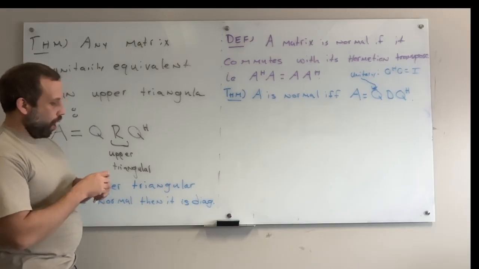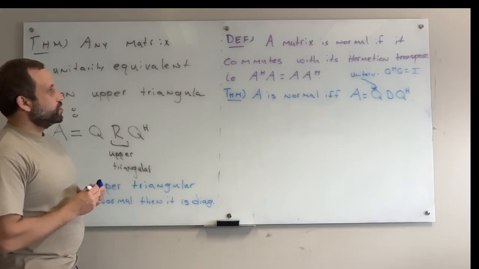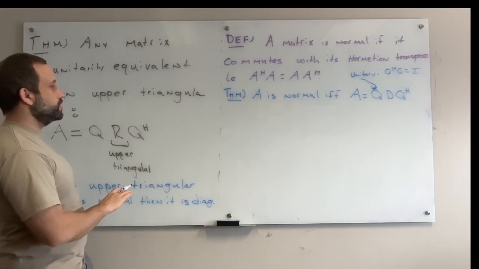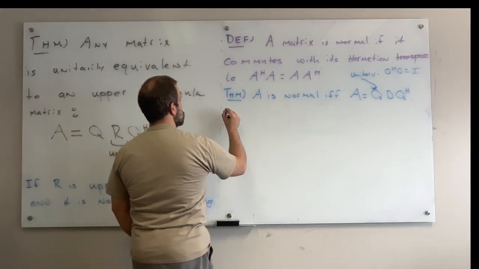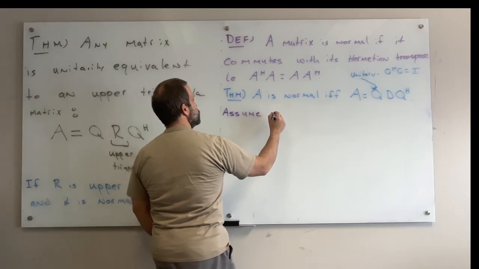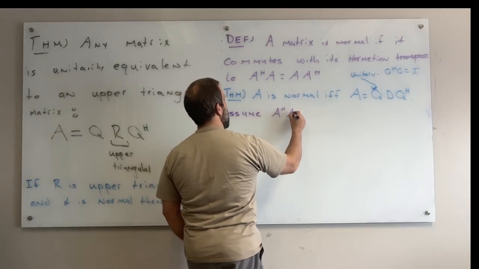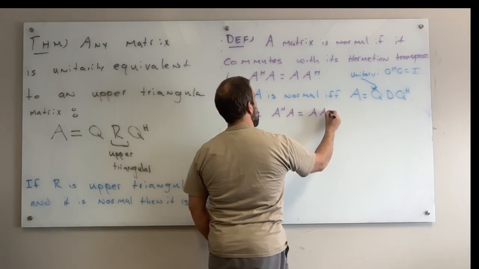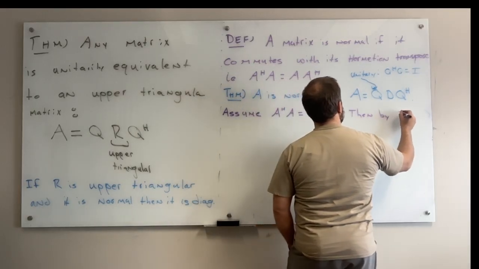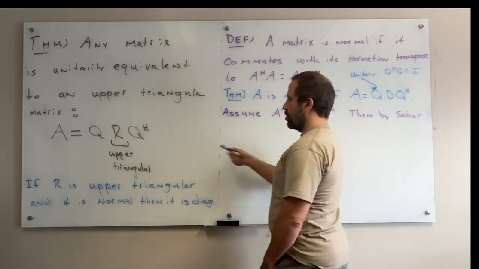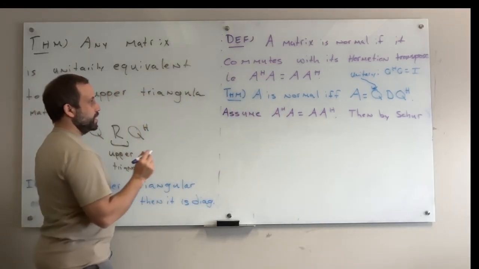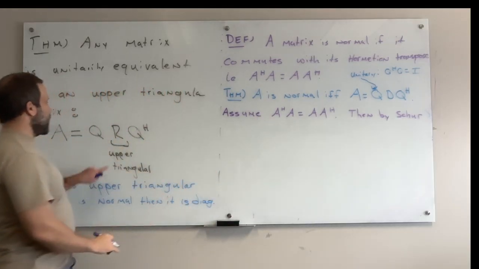Okay, so why is this true? This says A is normal if and only if this is true, so there are two directions to prove. Let's assume A is normal, so that A^H A is equal to A A^H. Then by the Schur decomposition, what do we have? Well, A, again, I can write like this.